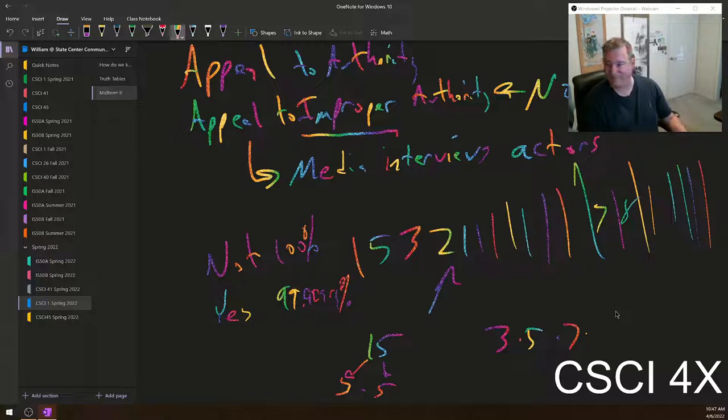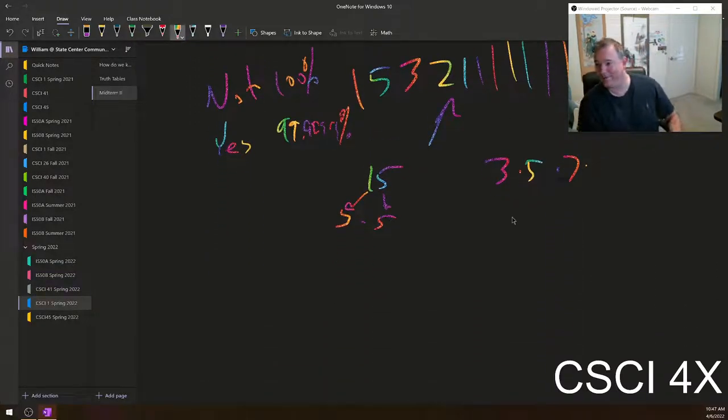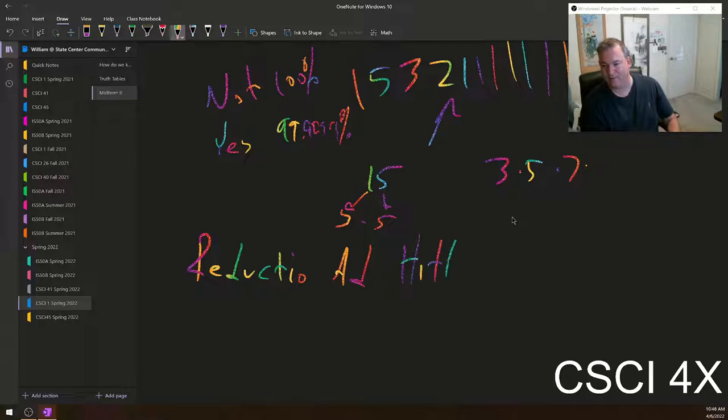Ad hominem. Yep. Good. So, a specific form of ad hominem would be the reductio ad Hitlerum, right? Which I don't know if that's in the cheat sheet, but it's funny. Reductio ad Hitlerum, which is comparing somebody with Hitler.